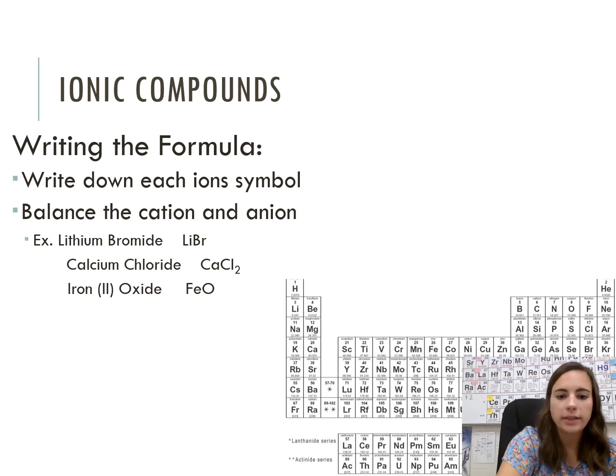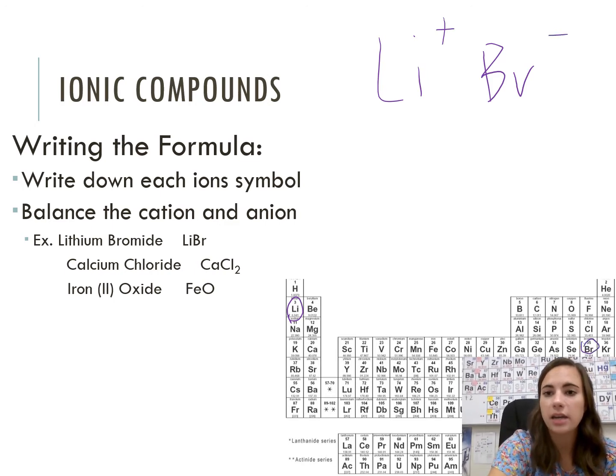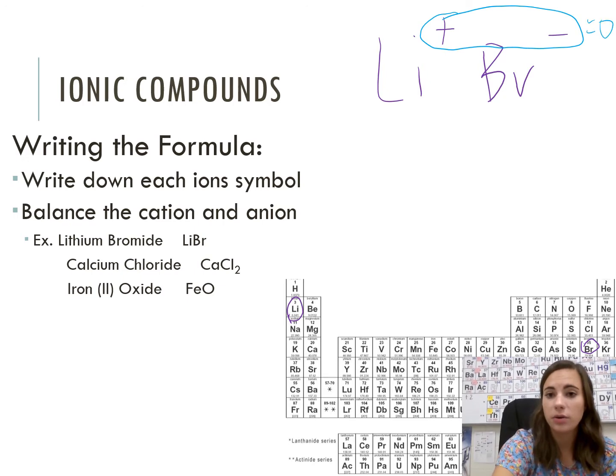So we're going to write down our two symbols. We look and we see that lithium is in group 1, so it has a +1 charge. Bromine is in group 7, so it has a -1 charge. Depending on who you had as a chemistry teacher, you might have looked at it a couple different ways. You might look to see, okay, +1 and -1 adds up to 0, so we only need one of each, so I have LiBr.